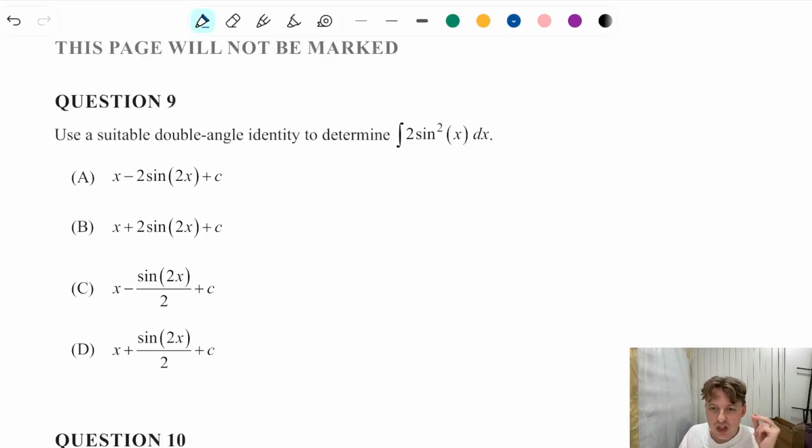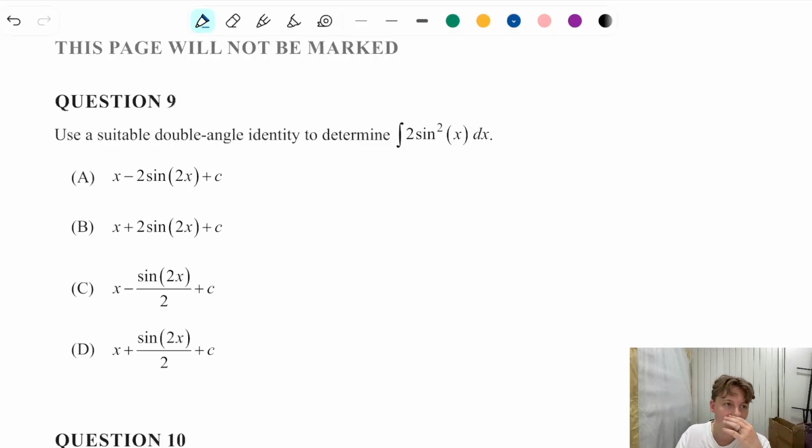Okay, use a suitable double angle identity to determine the integral of 2 sine squared x dx. I will say, I don't think they need to specify using a double angle identity, because the technique to integrate something like this that we teach in methods is to use double angles.